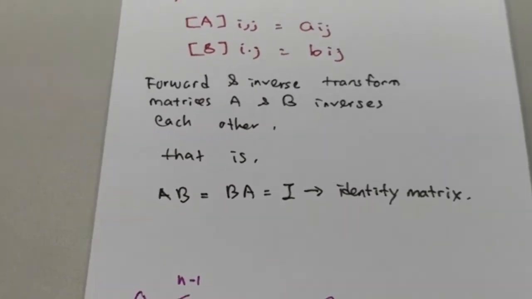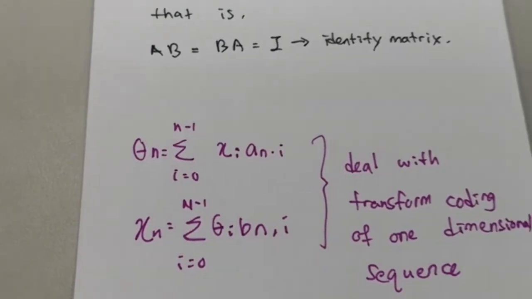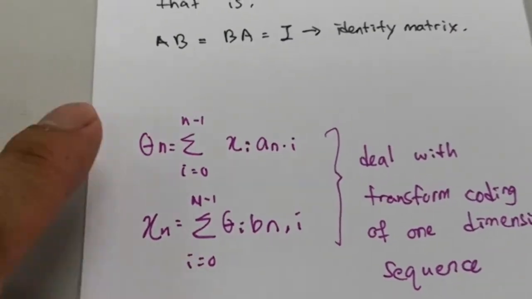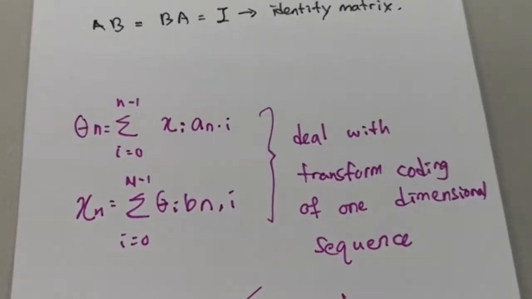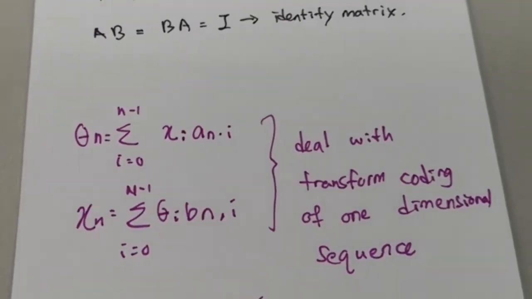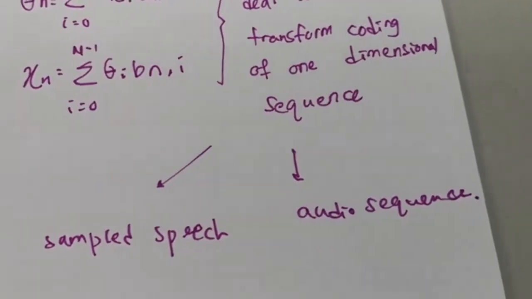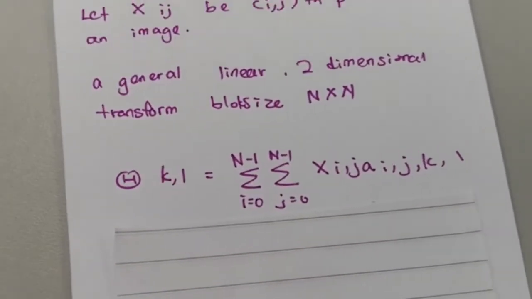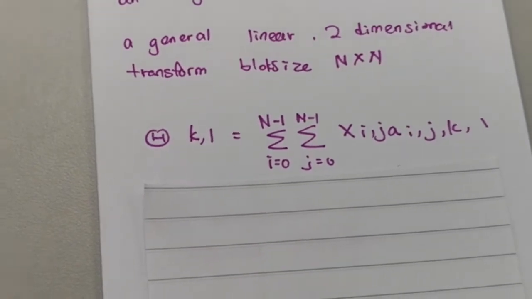Okay, below this, just like the two transforms that I mentioned before, the two equations deal with the transform coding of one-dimensional sequences, which are the sampled speech and audio sequences. Transform coding is very popular for image compression. It takes advantage of the two-dimensional nature of the dependency in the image.